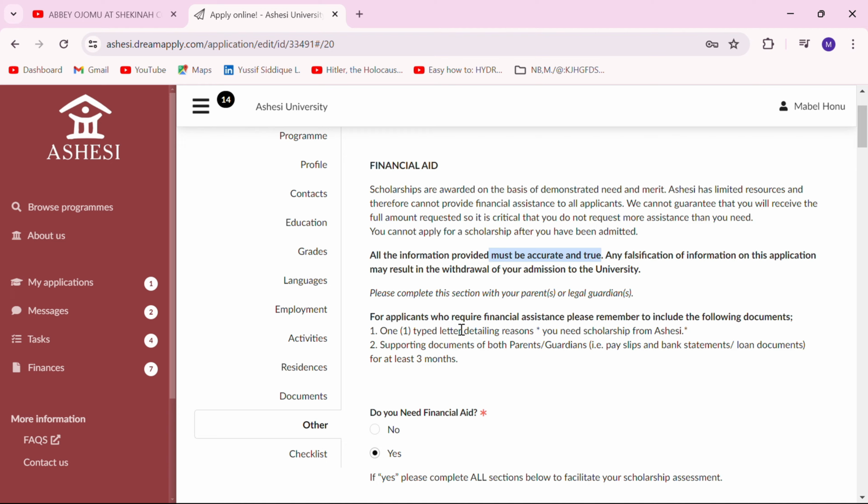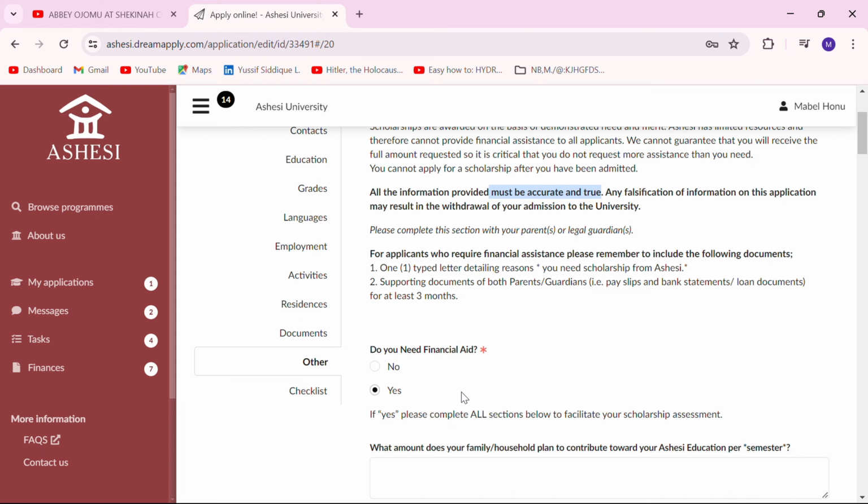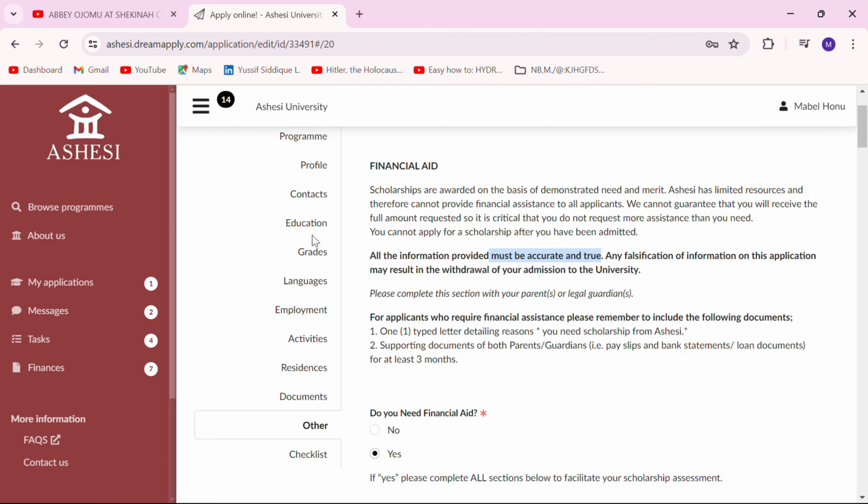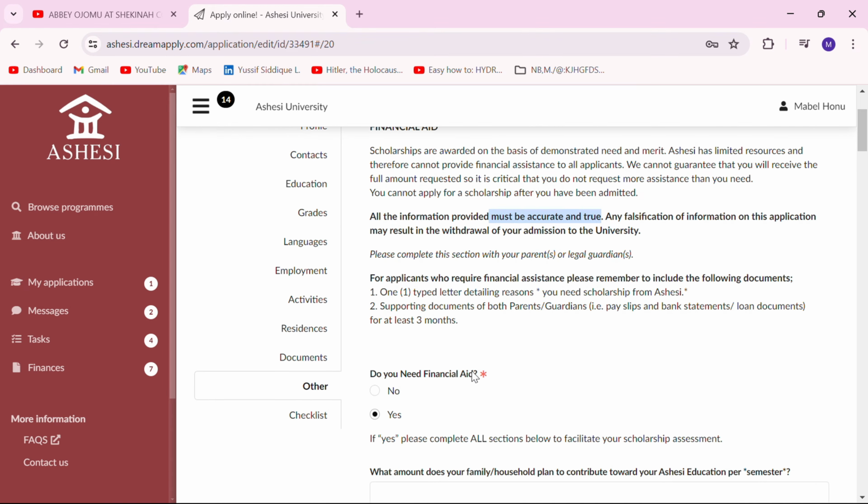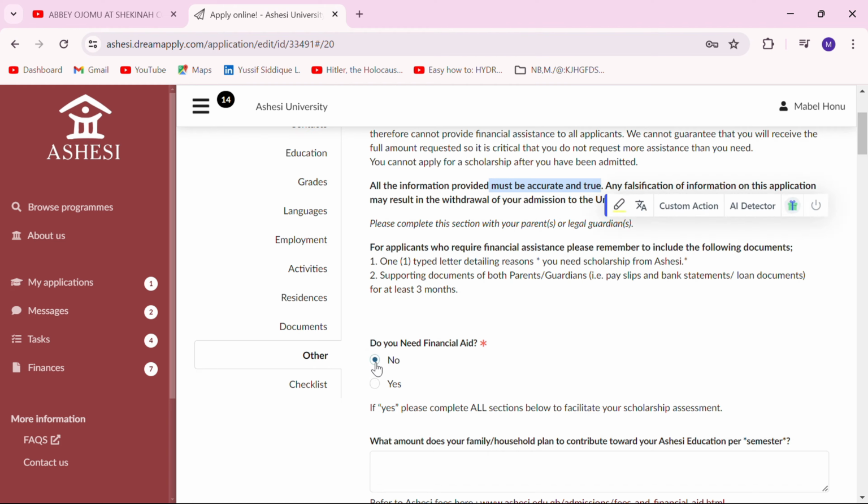Also, you will need to add your parents' pay slips or bank statements, or if your parents have actually gone for any loans, which are debts, get copies of them, and then you just scan them and add them at the end of this application. For people who do not need the financial assistance, after you have filled all these other aspects of the application, you can just select no. But if you need a scholarship, you choose yes, and then we move on.